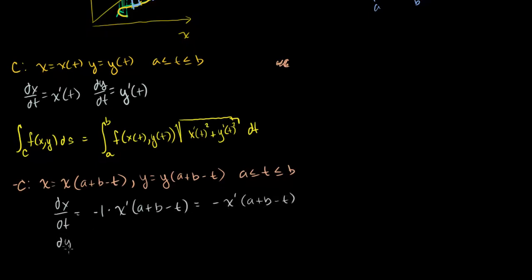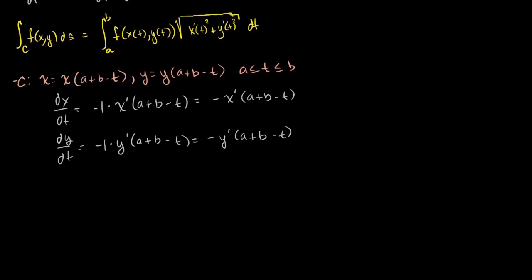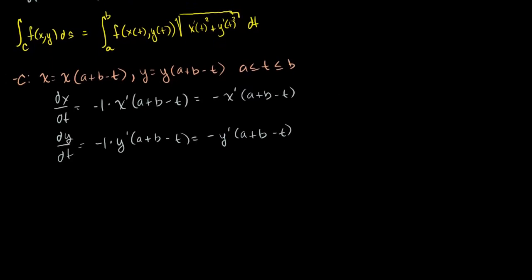dy dt, same logic. The derivative of the inside is minus 1 with respect to t, right? The derivative of minus t is just minus 1, times the derivative of the outside with respect to the inside. So y prime of a plus b minus t, same thing as minus y prime of a plus b minus t. So given all of that, what is this integral going to be equal to? The integral over minus c of the scalar field f of xy ds. What is this going to be equal to?